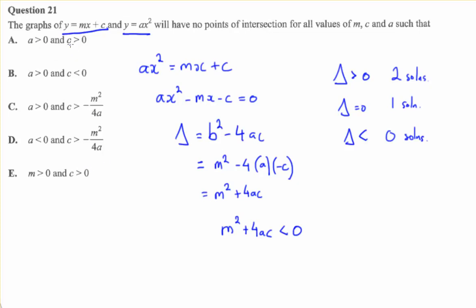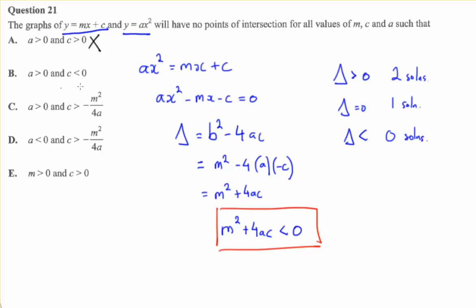Well, if a is greater than 0, if a is positive and c is positive, when we look here, this is the important bit. If a and c are positive, this quantity is positive. This quantity has to be positive, which means this is going to be greater than 0, which means we're going to have solutions, which means we'll have points of intersection. So that solution is not going to help us.